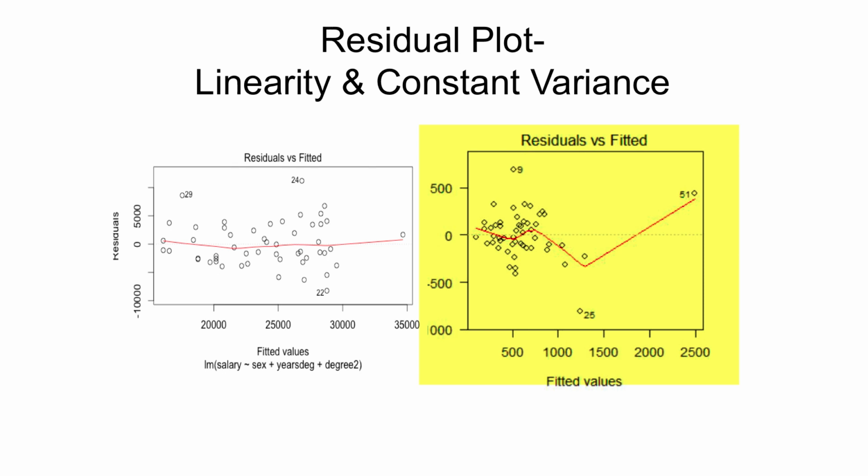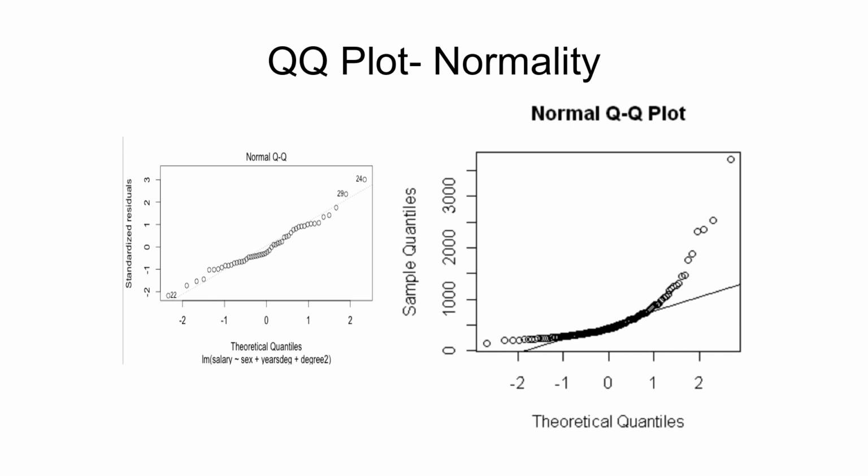On the right, it's really hard to assess the variance because the linearity assumption is violated. So we'd want to address the linearity assumption first, and then check the variance again to see if the issue was addressed. We use the QQ plot to check normality.